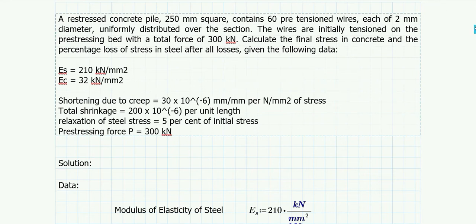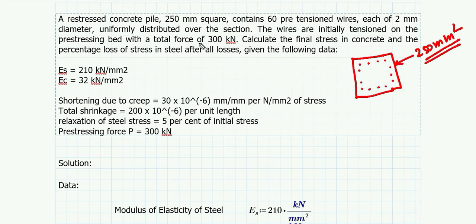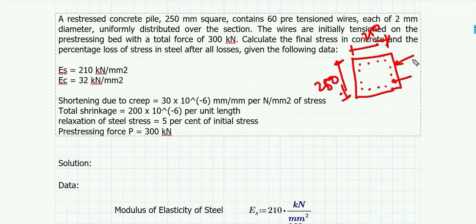So it means you have a pile. The shape of the pile is not given, so suppose it's a square pile having 60 tendons placed uniformly. The dimension of the pile is 250 square, so that means its side is 250 mm, and the diameter of each wire is 2 mm, and all the wires are stressed with a force of 300 kN.